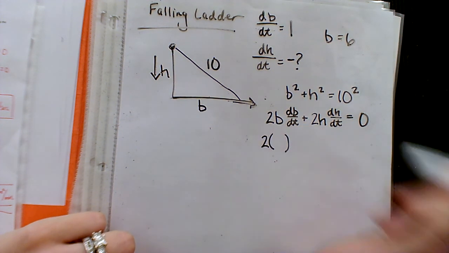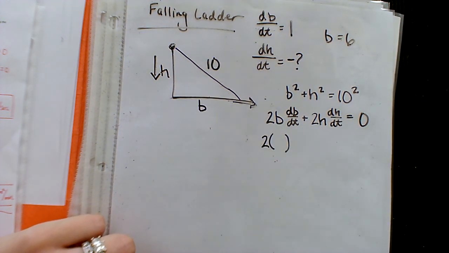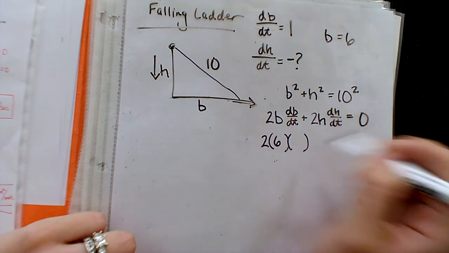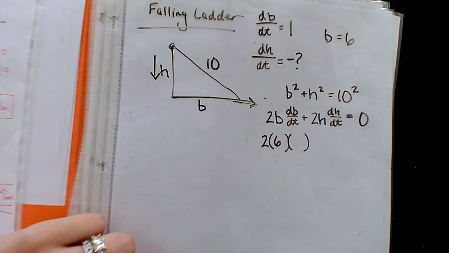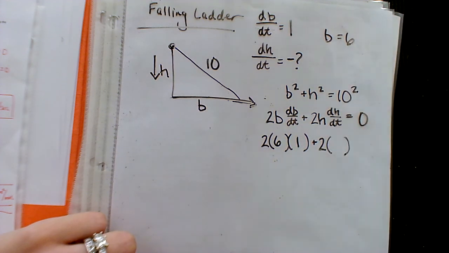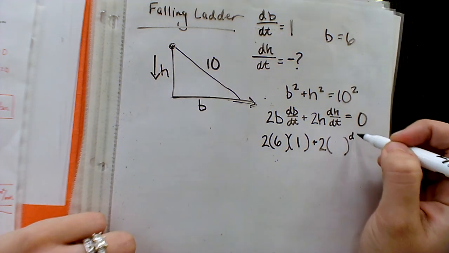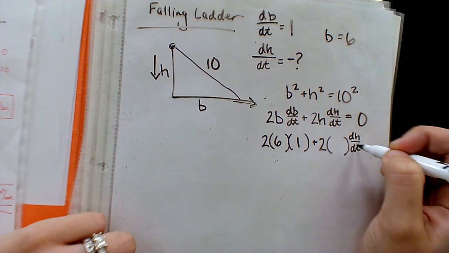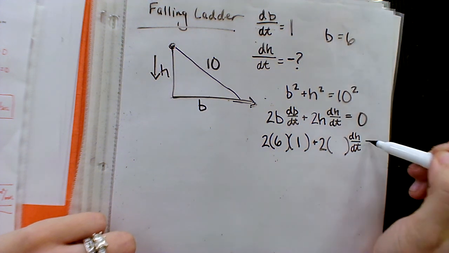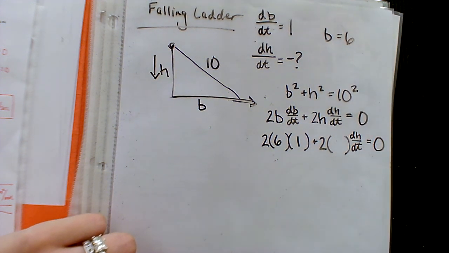Do we know the base of this triangle at our snapshot moment? 6. That was 6. Do we know the rate at which the base is changing? 1. Do we know the height at this snapshot moment? No. Okay. Do we know the rate at which the height is changing? No, because that's what we're trying to find. Wouldn't the height be 8? How'd you get 8? Well, Pythagorean theorem.